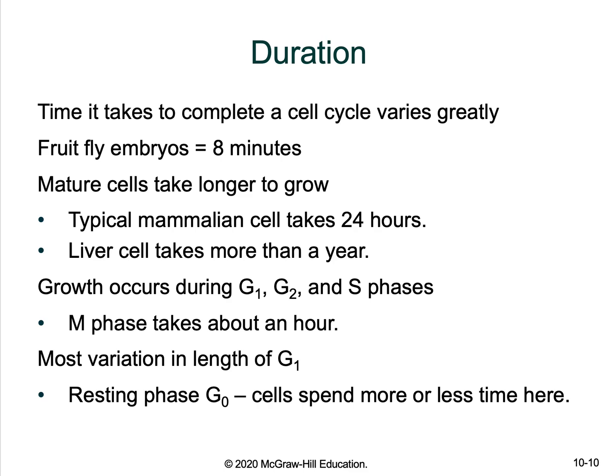As far as how long it takes, it does depend on the organism. Something that is much smaller will take a lot less time versus something that is bigger, or it also depends on the type of cell within the body. For example, the fruit fly embryo takes about 8 minutes for the cell cycle to complete, whereas mammalian cells can take up to 24 hours. So it really does depend on the organism.